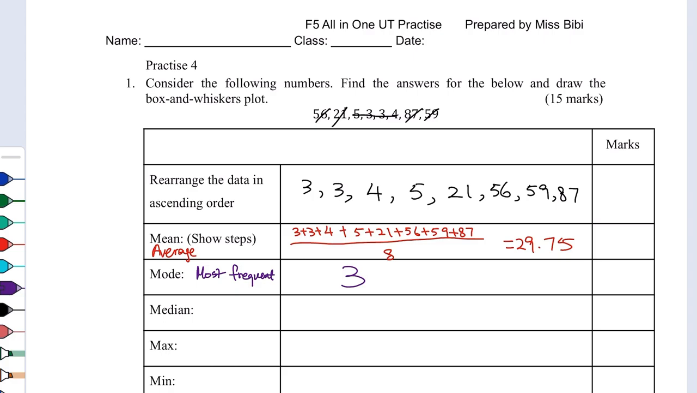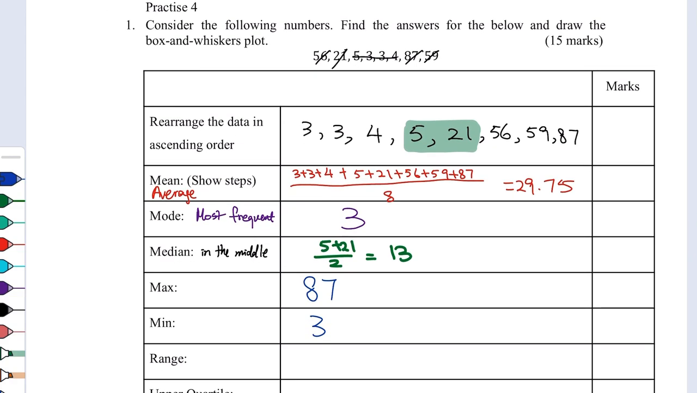And the median, median means the one in the middle. So which number is in the middle in the order? So 4 here, 4 here. The one in the middle is this one. These two, right? So you add them up. 5 plus 21 divided by 2. So 26 divided by 2, right? Which is 13. And then how about the max? Max means the highest number, which is 87. How about the minimum? 3. These are all 1 mark each, so you shouldn't miss it.